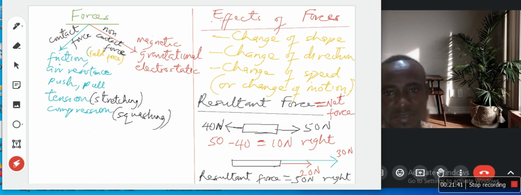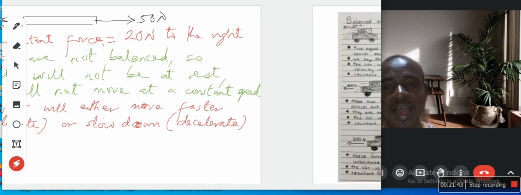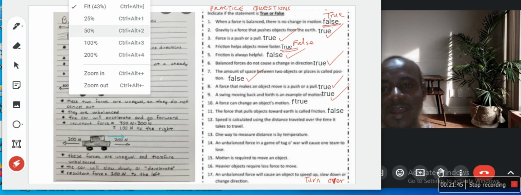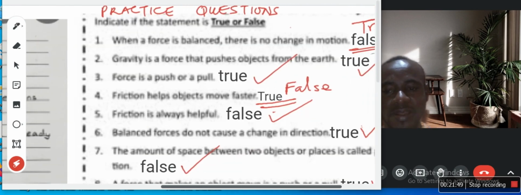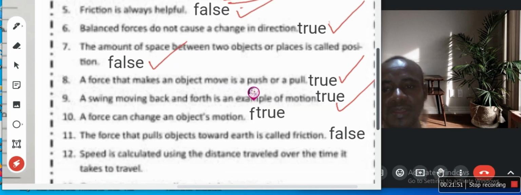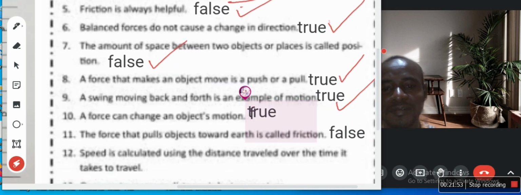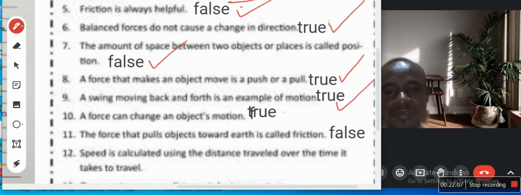Changes direction. Okay, and then the question is asking that. What was the question again? That's number 10, am I right? Yes, sir. I put true. But remember, you put something before. No, that was a mistake. I was trying to write for number 11. Okay, so a force can change an object's motion. Is it true or false? True. So your final answer is true.